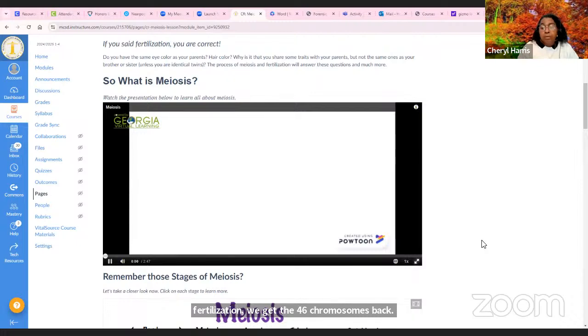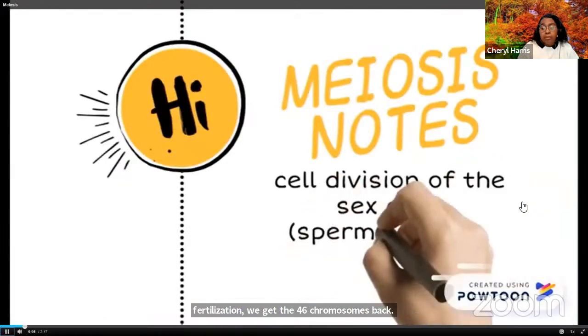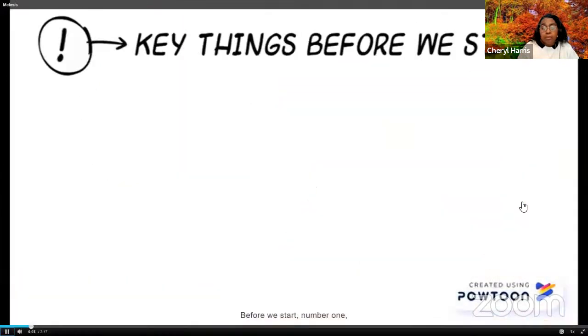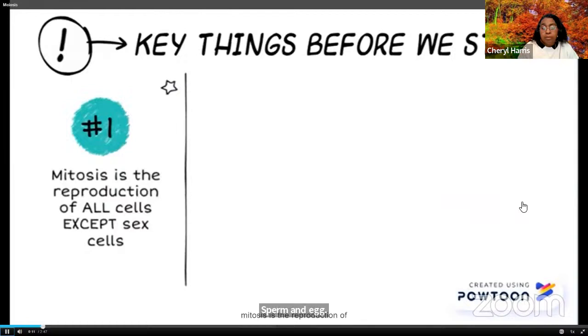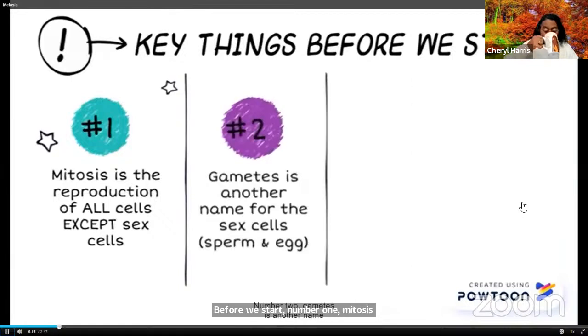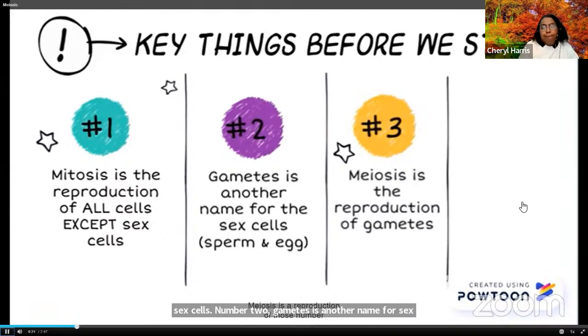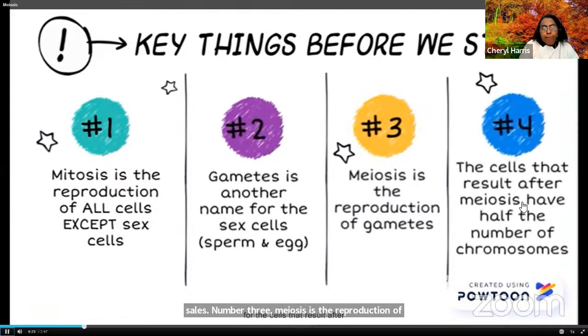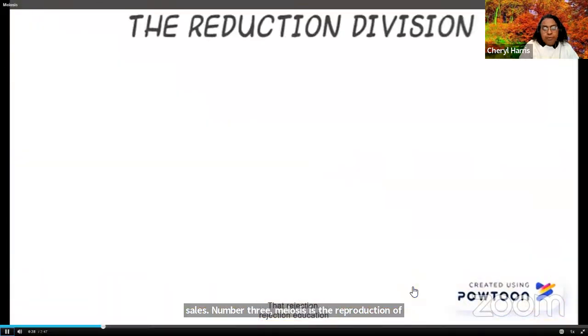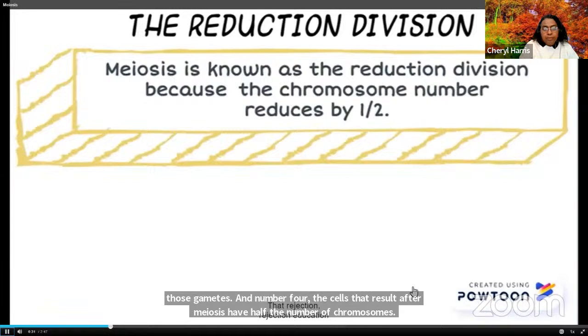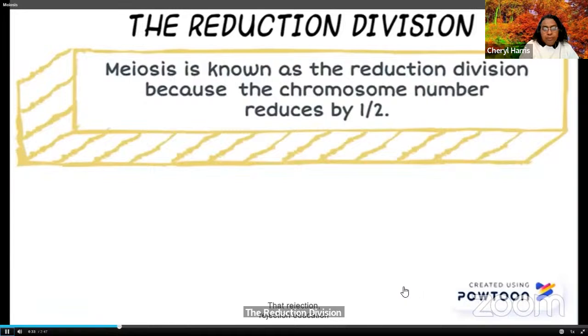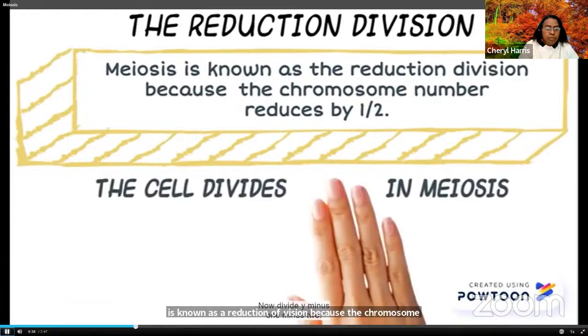Meiosis notes. Cell division of the sex cells, sperm and egg. Before we start, number 1, mitosis is the reproduction of all cells except sex cells. Number 2, gametes is another name for sex cells. Number 3, meiosis is the reproduction of those gametes. And number 4, the cells that result after meiosis have half the number of chromosomes. The reduction division. Meiosis is known as the reduction division because the chromosome number reduces by half. The cell divides twice in meiosis.